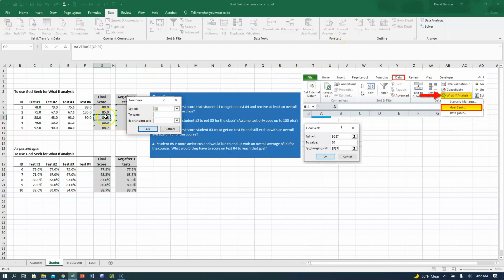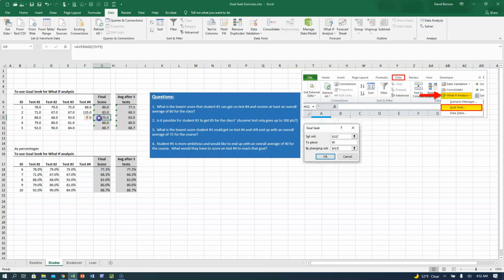So what if G9 to value 75 by changing this cell? Okay. And it says, you know what, I'm going to go ahead and hide these, I'm going to ignore this error. This is just telling me that I'm ignoring this number, the student ID number. And that's fine. I want to ignore that number.